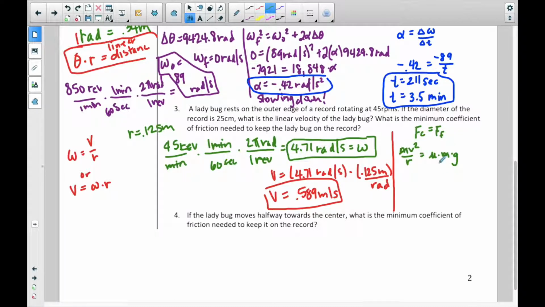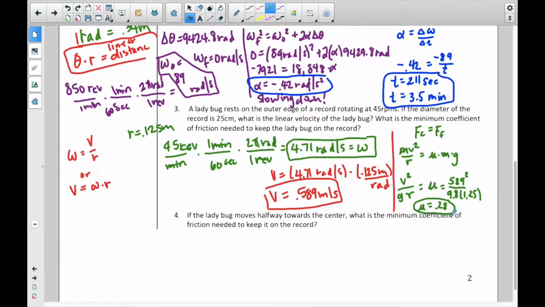We are solving for the coefficient of friction. We're solving for mu, so I can divide both sides by g. And so I get v squared over g times r is going to be equal to my mu. Now I just have to find those and plug them into the equation. So we get 0.589, and we're going to square that and put it over g times r, so 9.8 times 0.125. Again, we're going to put that into our calculator, multiply that out, and you should find your mu.